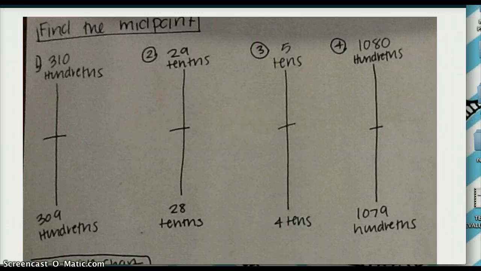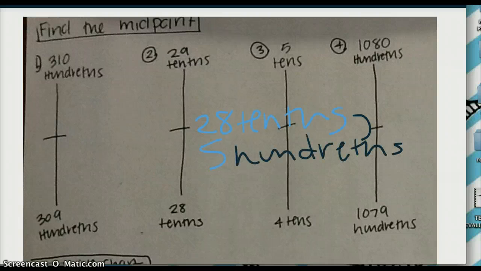For number 2, you have 29 tenths and 28 tenths. My midpoint would be halfway between 28 and 29 tenths. That would be 28 tenths and 5. One place value below tenths would be hundredths. Do you see the pattern, how this was 5 and the one over here was 5? So it's halfway in between, because 5 tenths is half.